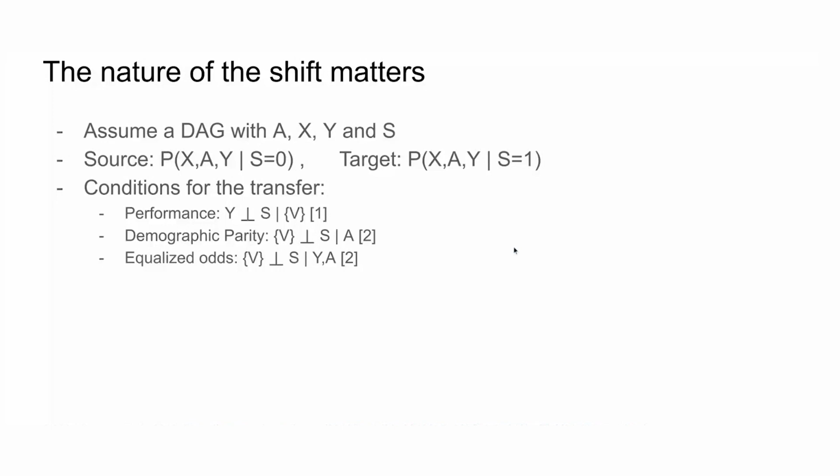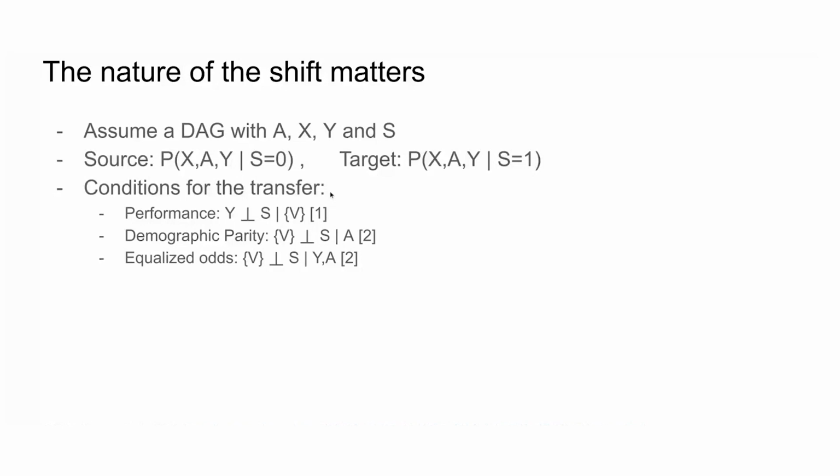And we have 4 variables in it. So we have our attribute A, which represents demographics. We have our features X, our label Y, and S represents the environment. And here we make it quite simple. We say that the source is S equals 0, and the target is S equals 1.